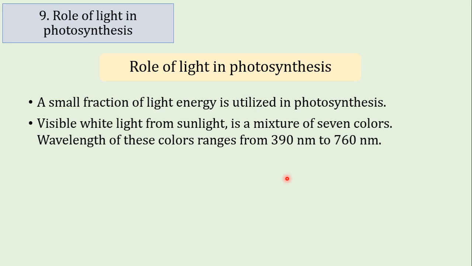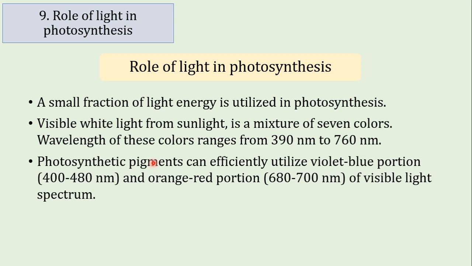We know the visible white light contains the 7 colors: VIBGYOR, violet, indigo, blue, green, yellow, orange, red. So the violet color starts from the 390 nanometer wavelength, and the red color ends at 760 nanometer wavelength. We know that very well from the discussion of electromagnetic waves in physics.